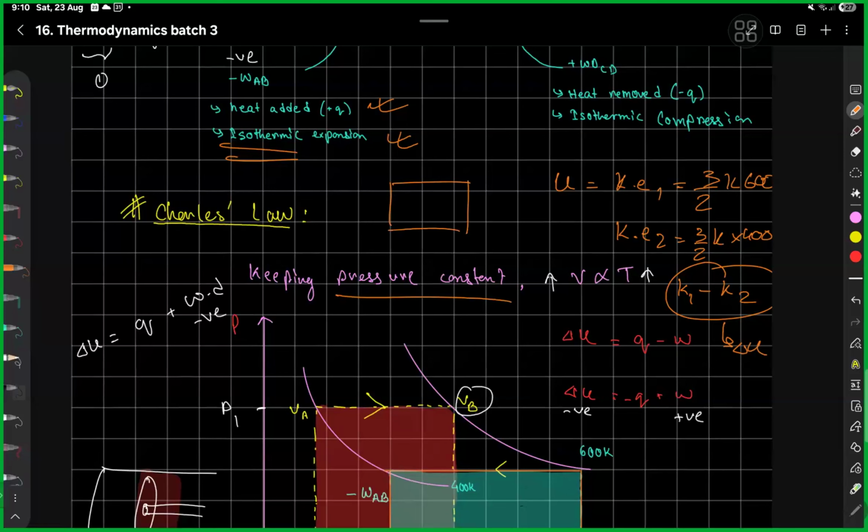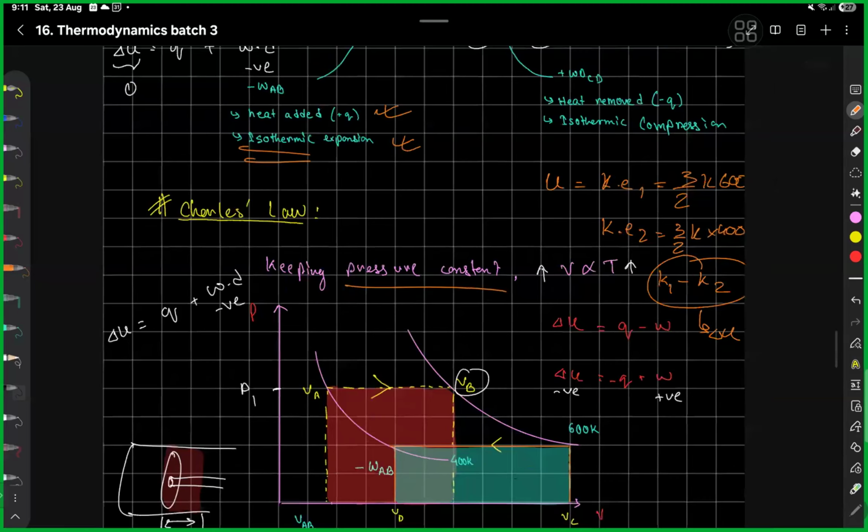So if I have a box, I supply some heat, and the volume doesn't expand, so no work is being done over here. If I supply heat, yes, del U will increase. That means the thermal energy supplied must be greater than the work done by the gas for the internal energy to increase. Yes, perfect.